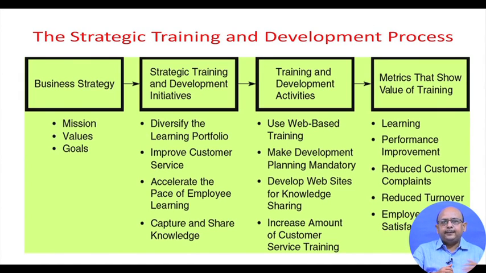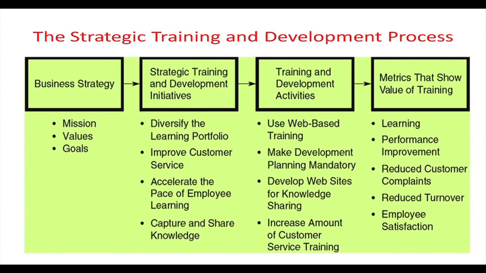Now, if you look at the strategic training and development process, as I told you, first of all you identify your business strategy, your mission, values and goals for which you are going to work, and this business strategy is an outcome of the environmental analysis. Once this business strategy is identified and you are able to identify what goals and objectives you have, what your mission is, you link it with your strategic training and development objectives. It means you have to see what different kinds of learning activities you want to plan, in different areas. That is what I mean by diversifying the learning portfolio.